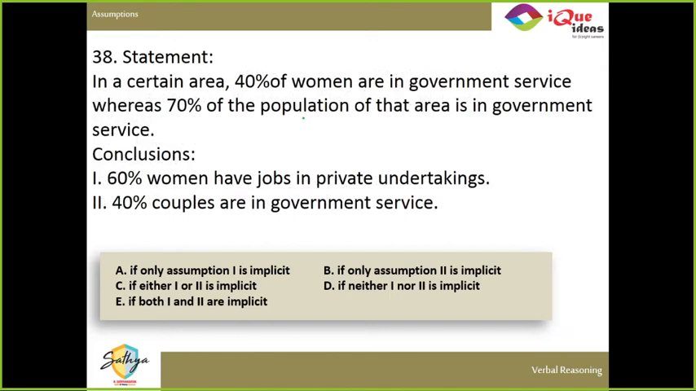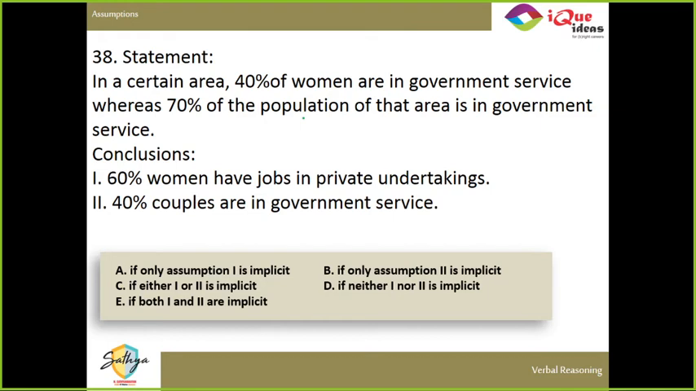In a certain area, 40% of women are in government service, while 70% of the population is in government service. Can you conclude that 60% of women have jobs in private undertaking? If 40% are in government service, can I say 60% are in private?